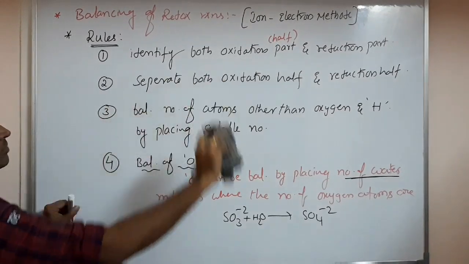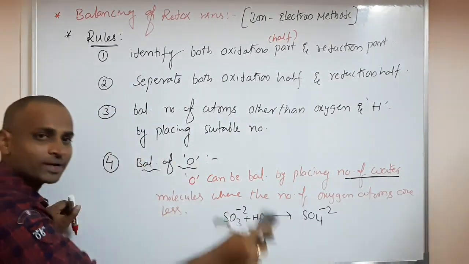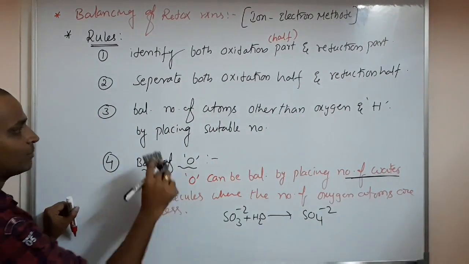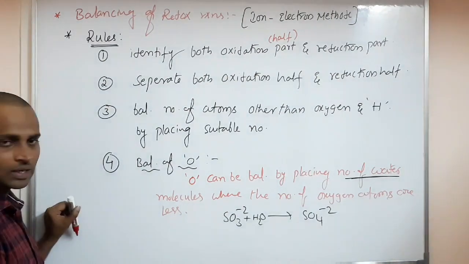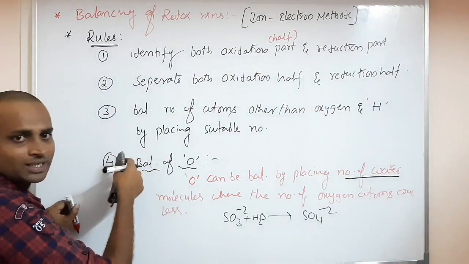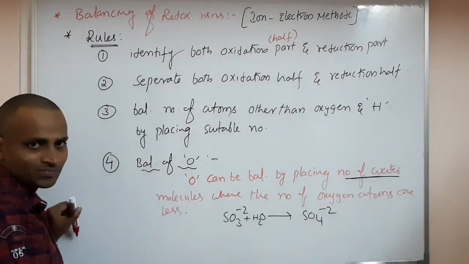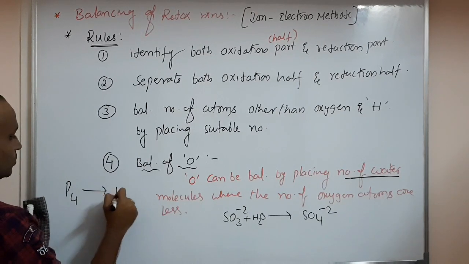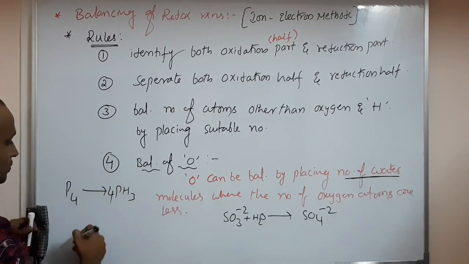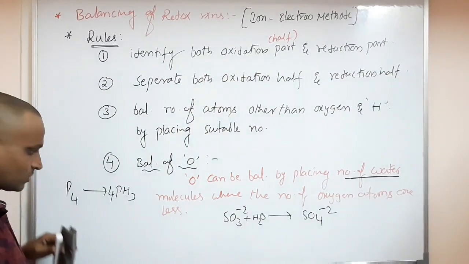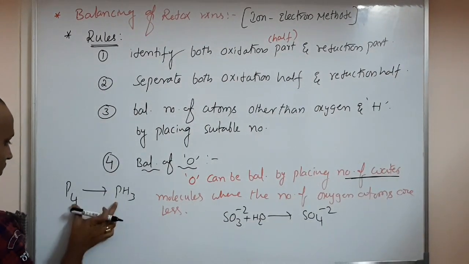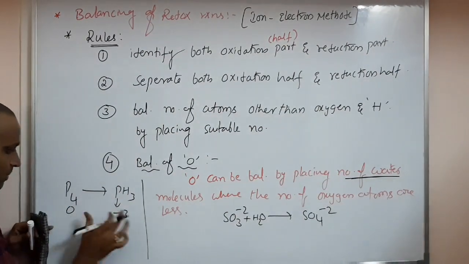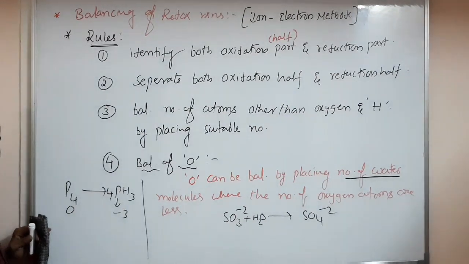So what I did first: identify both the oxidation part and the reduction part, separate them, and balance the number of atoms other than oxygen and hydrogen by placing a suitable number. So I was given 2 chromiums on the reactant side, 1 chromium on the product side. Put 2. Like that I do. Phosphorus: P4 is converted to PH3. How to balance phosphorus? By putting 4 here. This is a 0 converted to phosphorus -3. This is a reduction. How to balance phosphorus first? By putting a suitable number like 4.